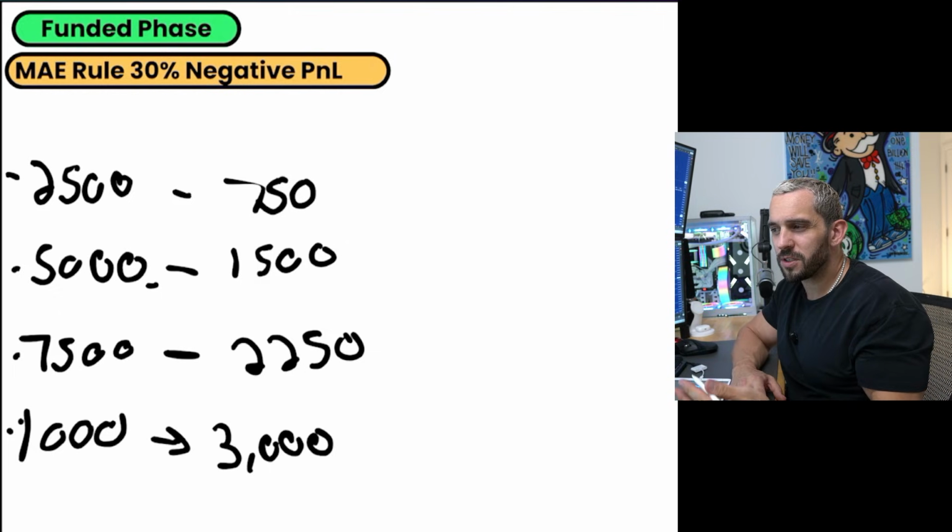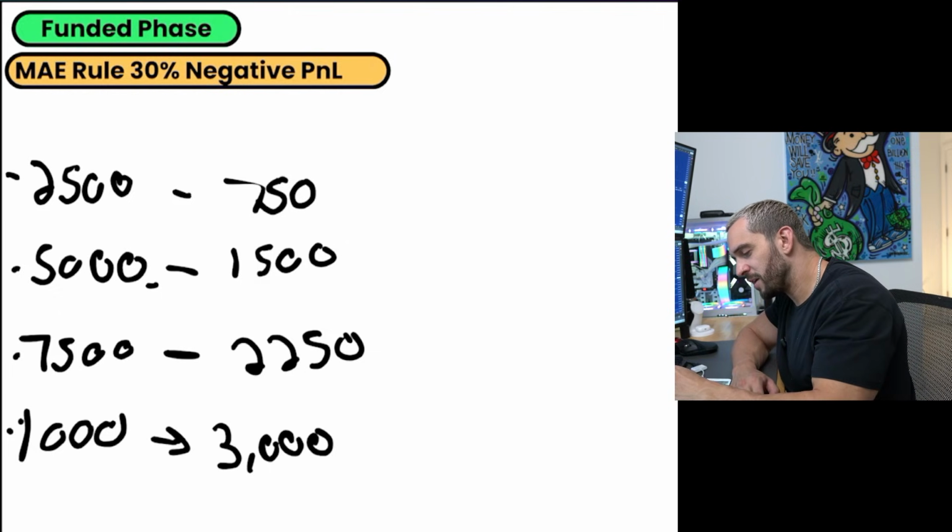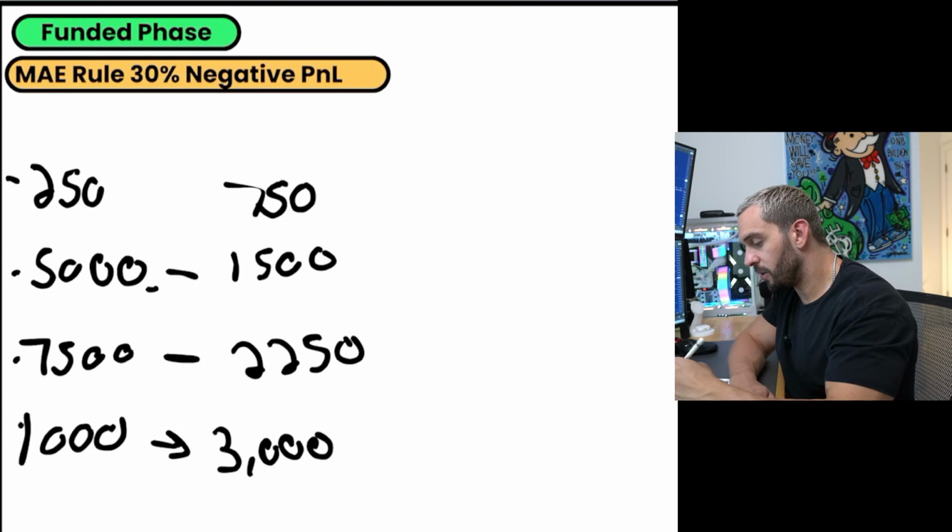And once again, if you're using good risk management, this 30% negative P&L rule shouldn't be that big of a deal. One of the things that I like to do with this is I look at these milestones, right?